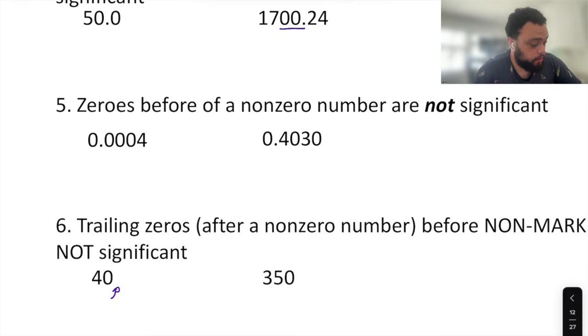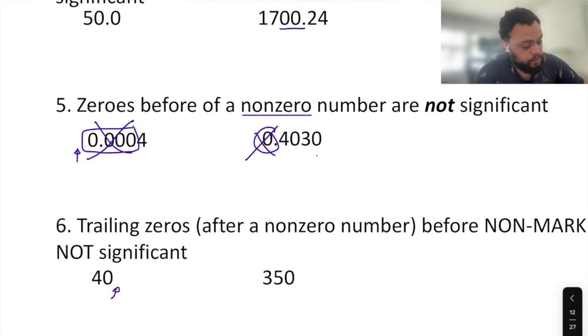Zeros before a non-zero number are not significant. So if there is no number over here, a non-zero number, all of these are not significant zeros. We don't care about them at all. This one right here, not significant. This one is after a written number. This one is a sandwich one. So otherwise, all the zeros are significant, just not that one.